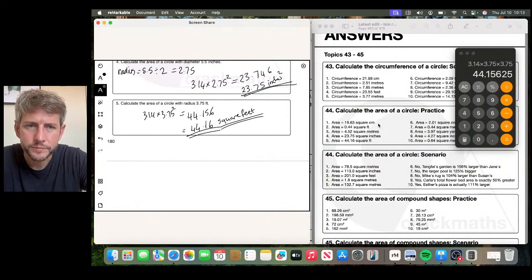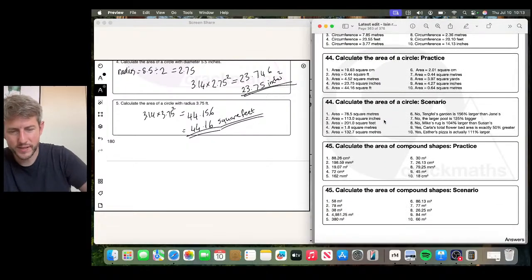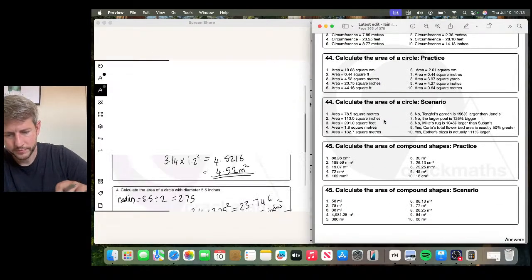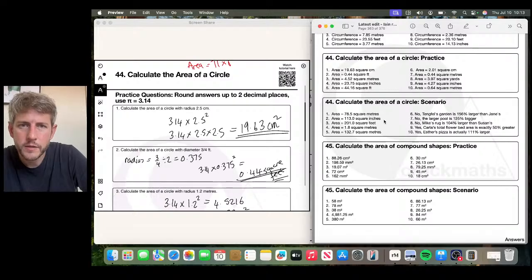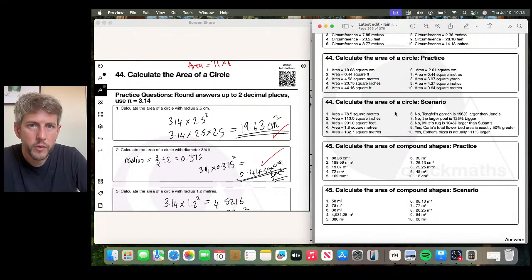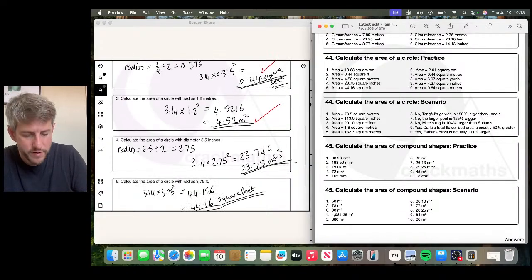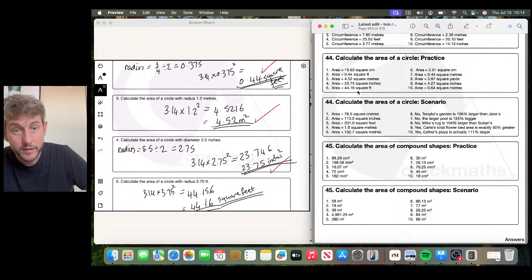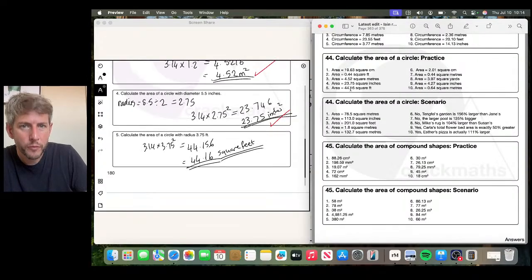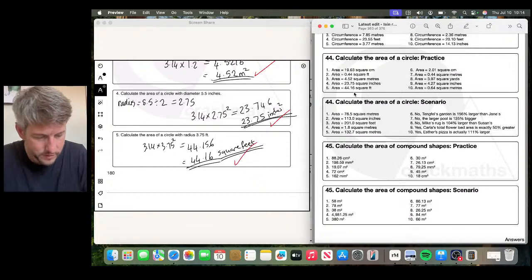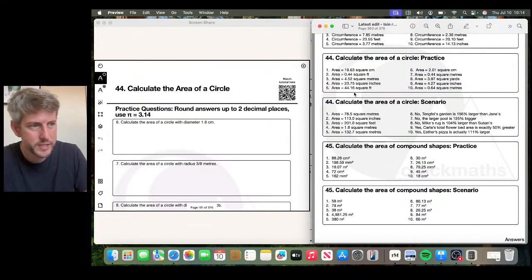Okay. So let's take this down. Here we go. Calculate the area of the circle. Practice questions. 19.63. Yep. 0.44. Excellent. 4.52. Yes. And 23.75. Perfect. We've got 44.16. Wonderful. Right. Okay, let's go on to the next bit.